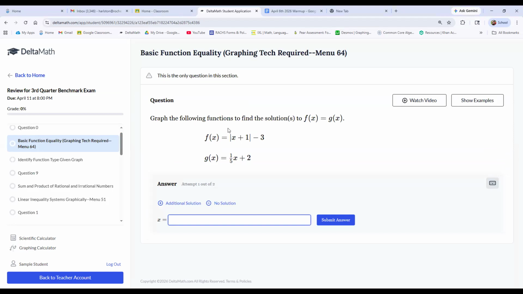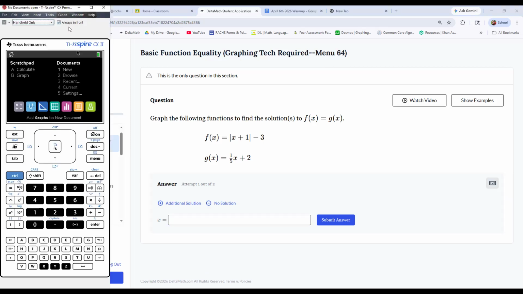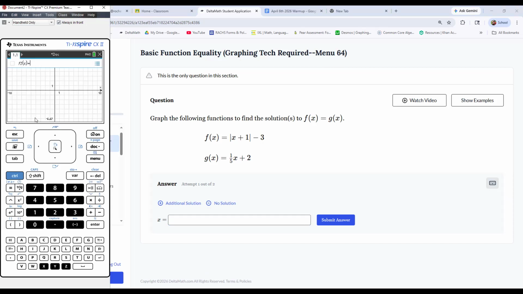Basically, they've given us two functions, and they want to know where these two functions are equal. The best way to do this is to use your calculator, graph them, and then find the intersections. I put up here menu 64 in case you've forgotten. So all I'm going to do is I need the functions. So I'm just going to go here, enter absolute value. It's x plus 1, and then minus 3, and then press enter.